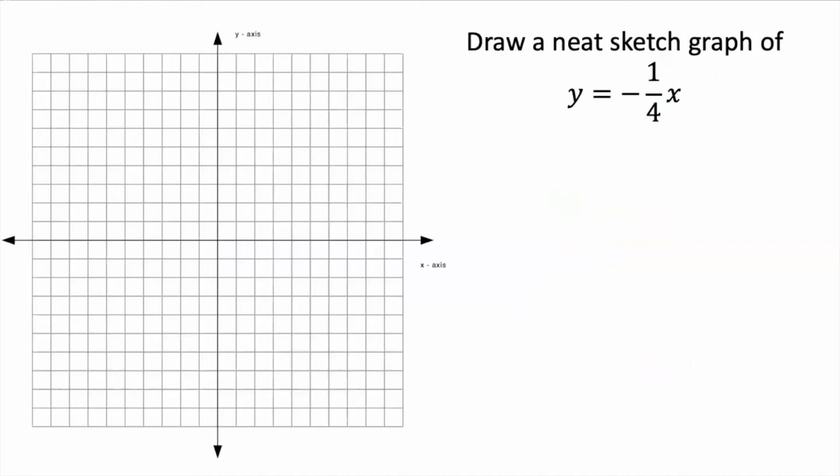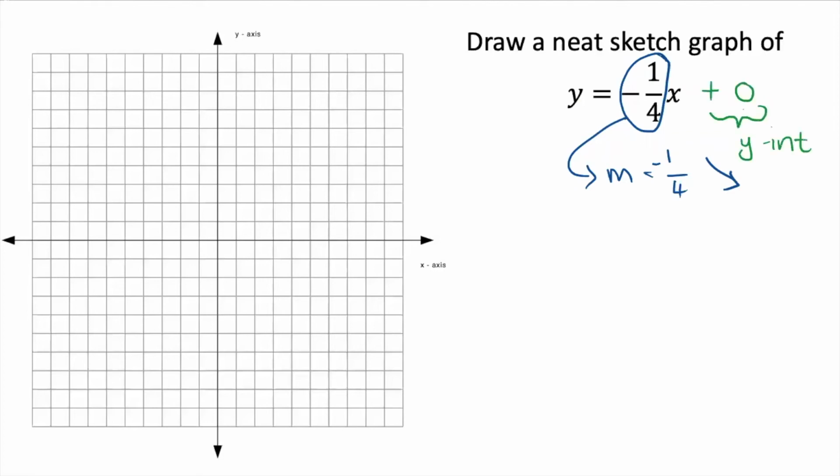Let's have a look at this example here. y equals negative 1 over 4x. Now, if we look at our slope again, we can see that our gradient is negative 1 over 4, which means that we are expecting it to slope downwards. And once again, we don't have a plus c value, so we're going to say plus 0, which is our y-intercept. And we're going to plot that on our graph right there at the origin.